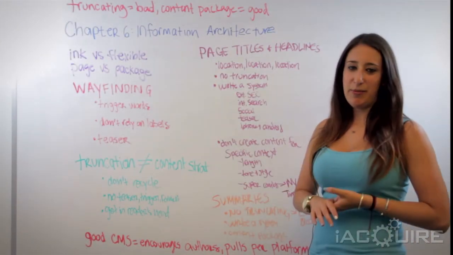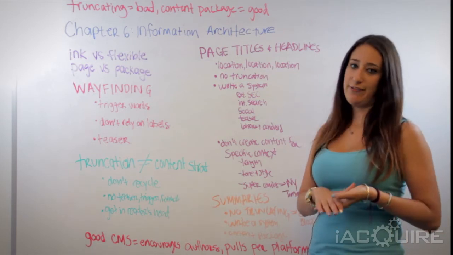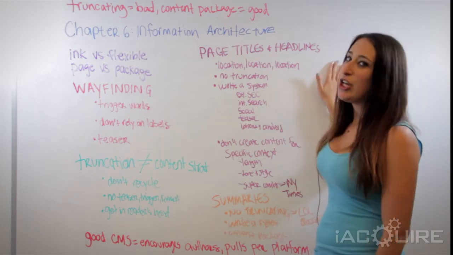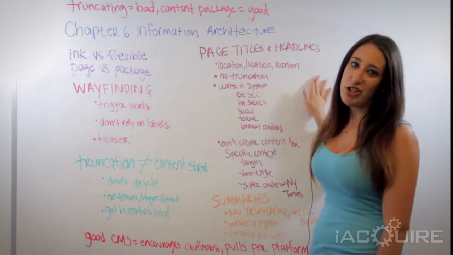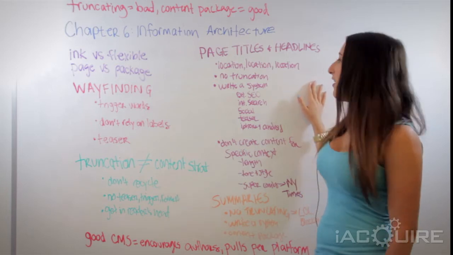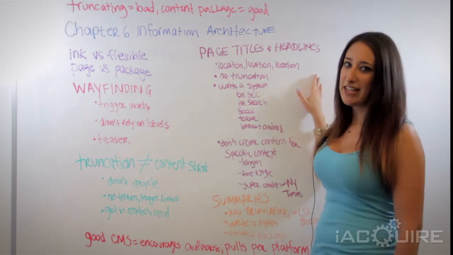So let's get into a little bit the different sections that you'll have to look at when you're creating your information architecture for different platforms. First of all, you have page titles and headlines. You need to take into consideration location, location, location. They aren't just at the top of the page anymore. They're everywhere. You need to know where they'll be and what exactly they'll say.